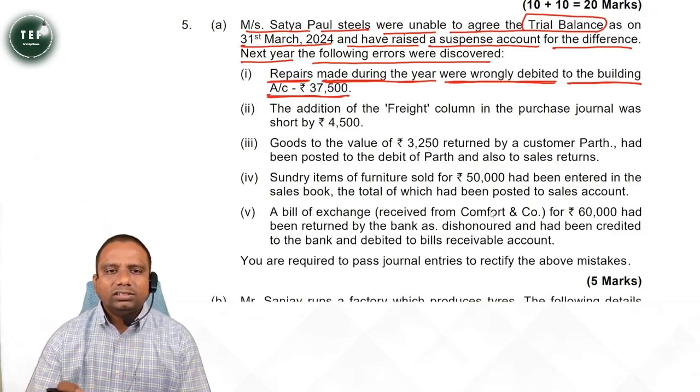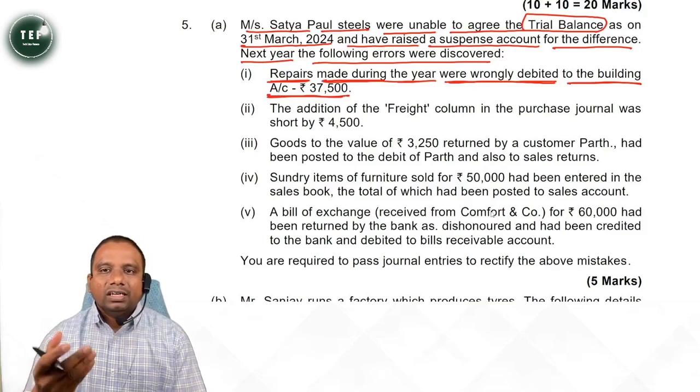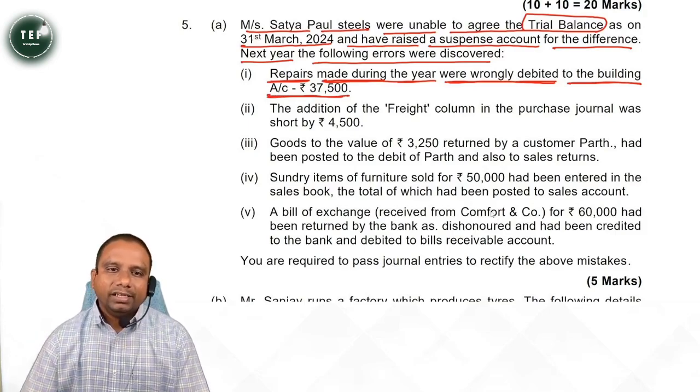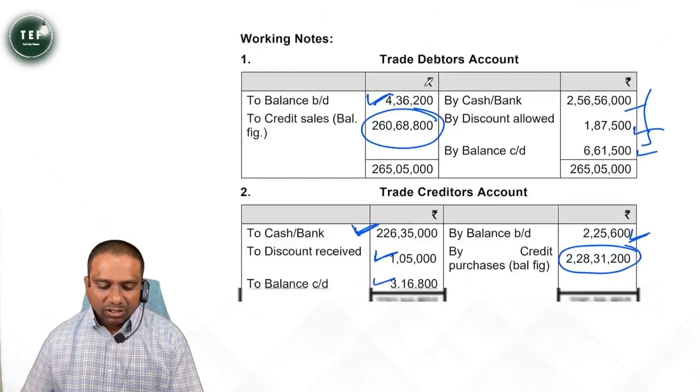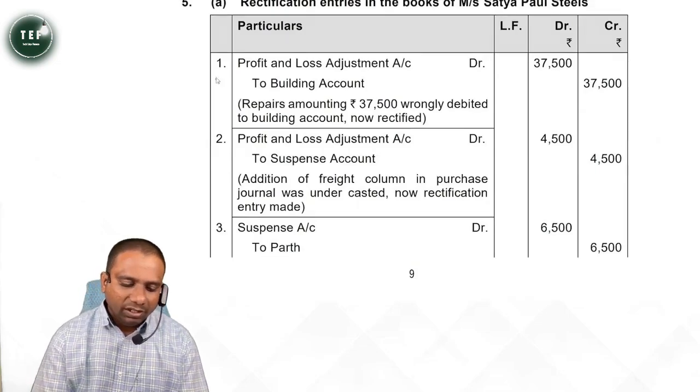Now, generally, what is the rectification entry we record? Repairs account debit to building account. But here, repairs account is nominal account, so that we debit a P&L adjustment account. P&L adjustment account debit to building account.